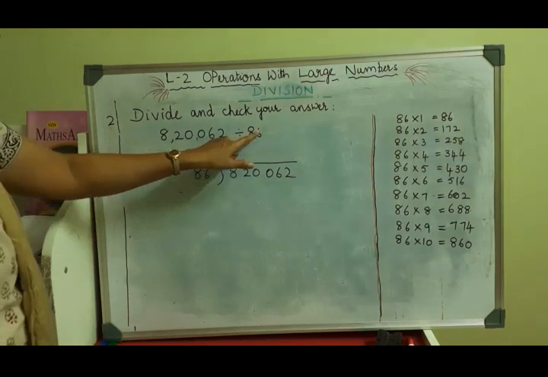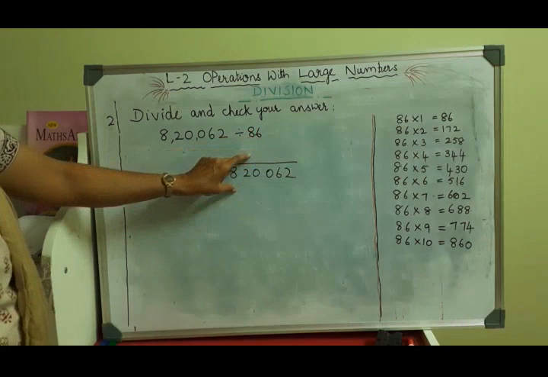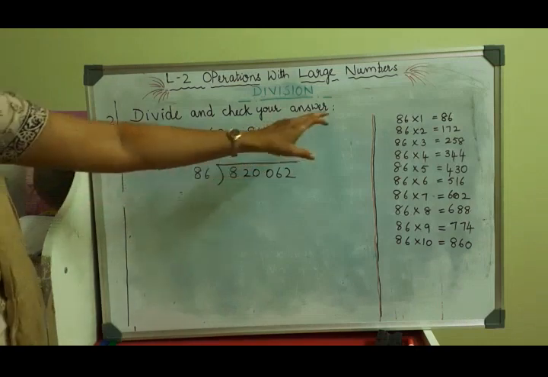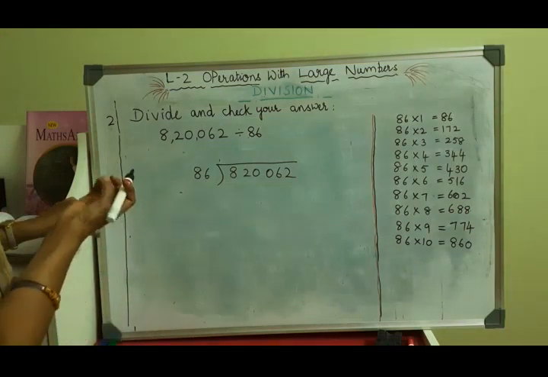86 is the divisor. Before starting the division, we need the multiplication table of the divisor. So I have written the multiplication table of 86 in the rough area. Before starting the division, you have to write the multiplication table first. Next, we will start the division now.